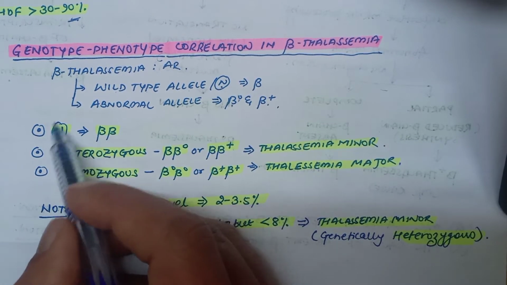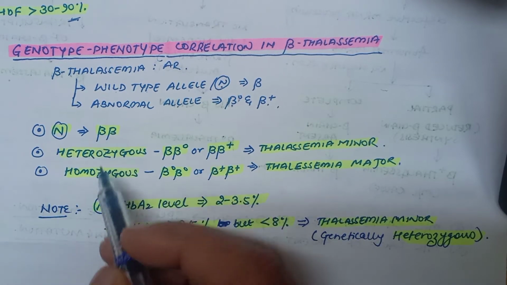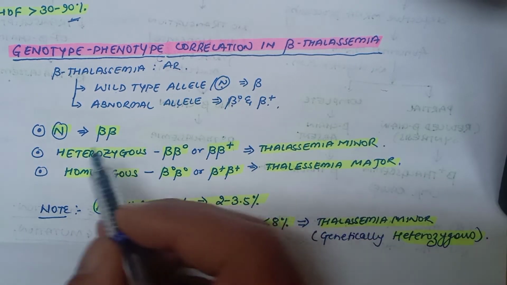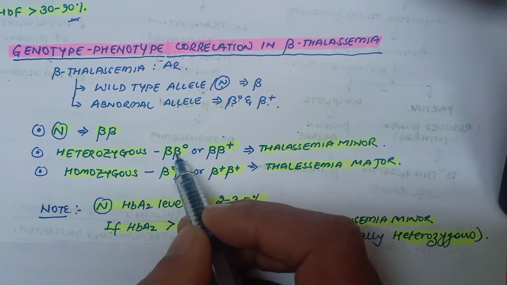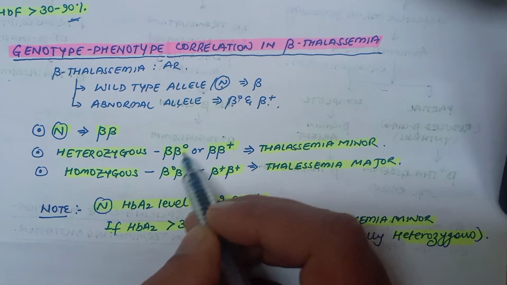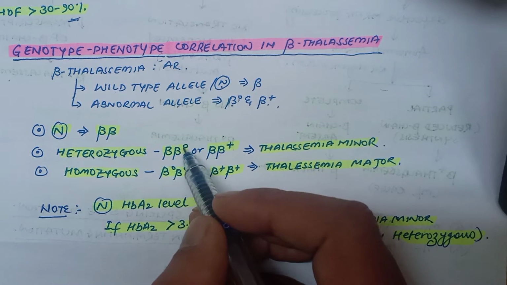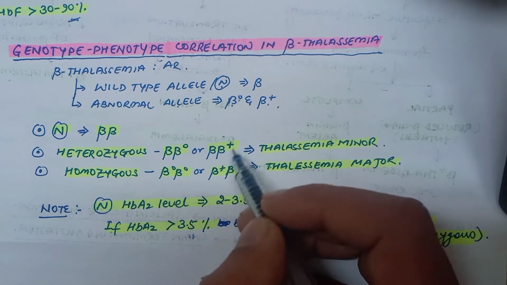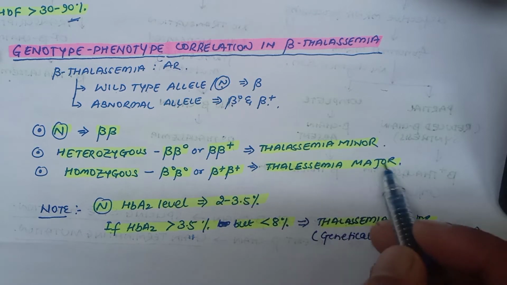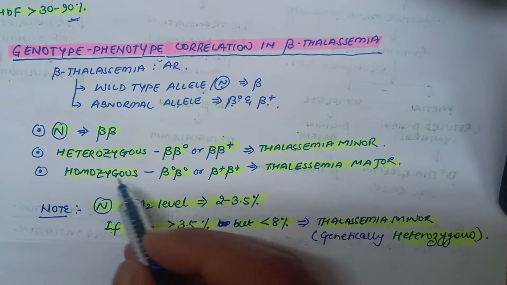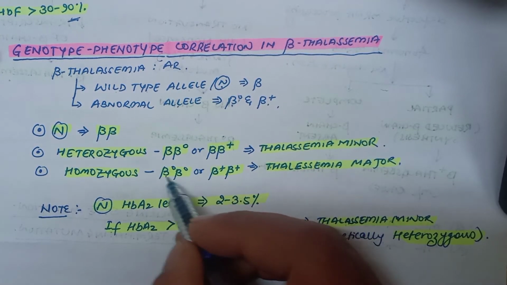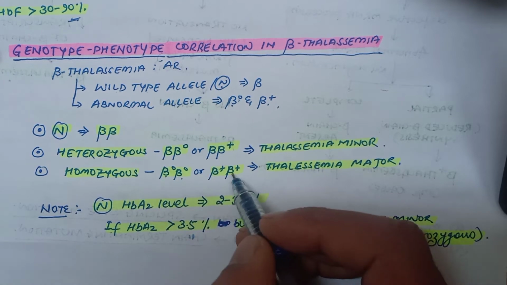A normal person will have beta beta, whereas thalassemia minor is heterozygous, where there will be beta beta 0 or beta beta plus, where one allele will be normal and the other allele will be abnormal, and the abnormal can be beta 0 or beta plus. Thalassemia major is homozygous, where both alleles are defective, so it can be beta 0 beta 0 or beta plus beta plus.